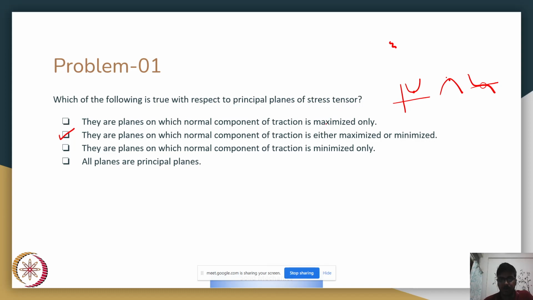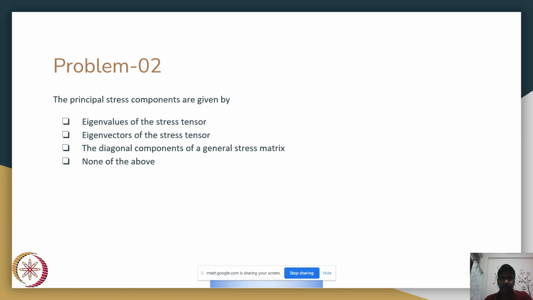So, is this clear? This is the definition of a principal plane. Yes, sir. Okay. The next question asks the principal stress components are given by. So, does anyone want to answer this?